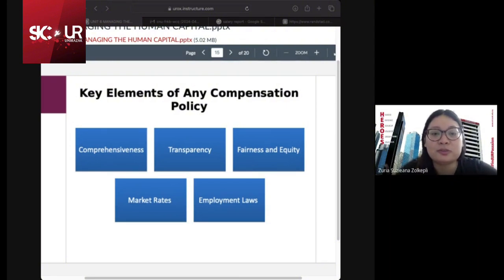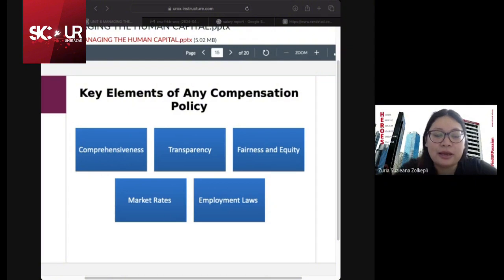You should be transparent, right? Why? Because this can attract the employees' trust. Remember, lack of transparency can bring distrust between employer and employee, and we don't want that. And then fairness and equity. So as a manager, as management, they should be able to treat everyone fairly based on the compensation policy and so on.